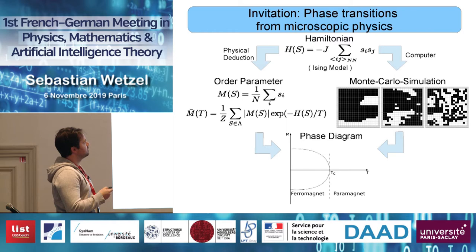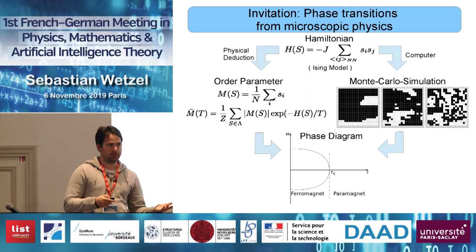J is positive in the sense of the ferromagnetic Ising model. The sum over the nearest neighbor spins of the product of neighboring spins. And you normally take two paths.